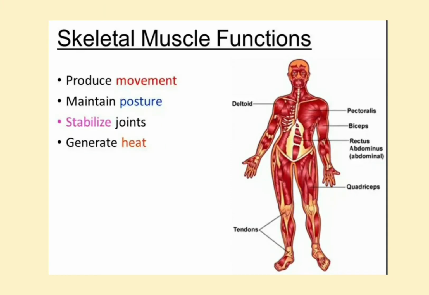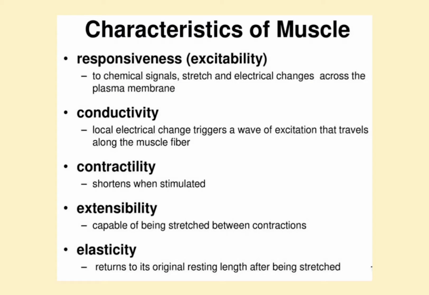The main functions of the skeletal muscle are movement, heat production, posture, ability to respond to stimulus, conductivity, that is the ability to transmit impulses, then extensibility, that is the ability to stretch and again come back to original shape. Then it also has the ability to shorten, that is contractibility. These are the functions of skeletal muscles.